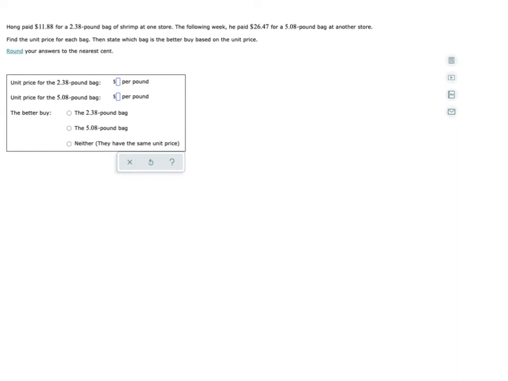In this problem, we're going to compute unit prices to find the better buy. We're going to do this through equivalent fractions or equivalent rates, proportional rates. So the first one I have, the first store, is going to be $11.88, that's money up in the numerator, to 2.38 pounds in the denominator.